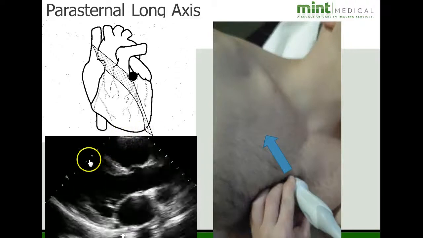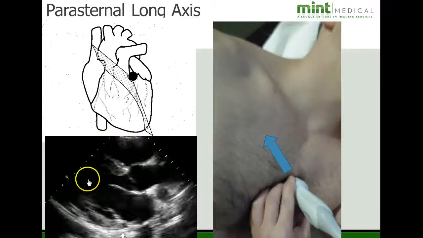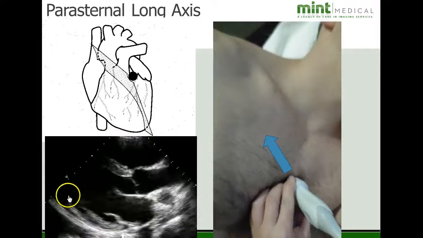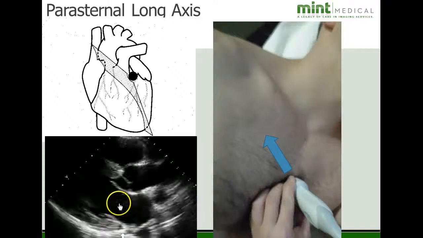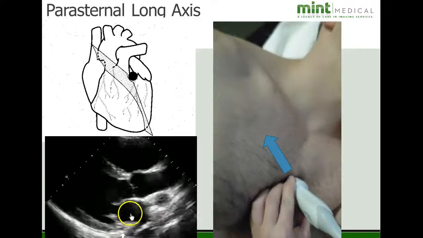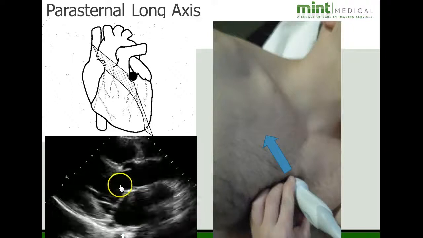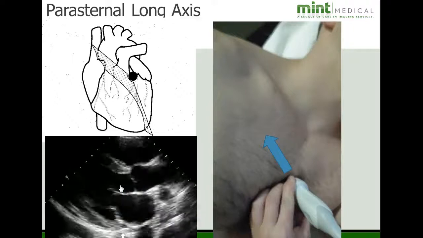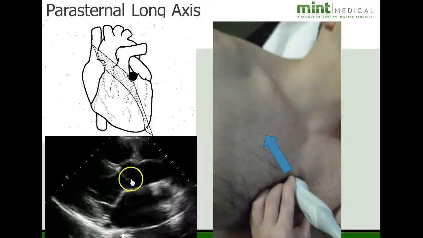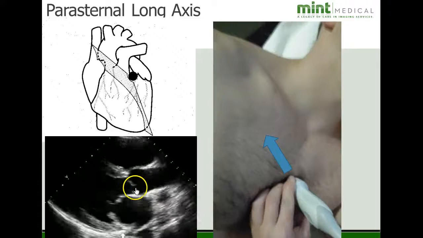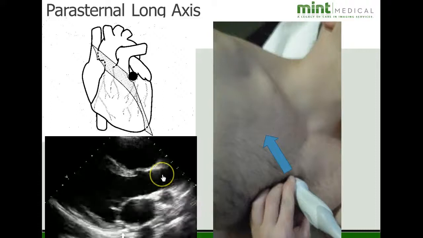the interventricular septum, left ventricle, posterior wall, mitral valve, anterior leaflet, posterior leaflet, left atrium, left ventricular outflow tract, aortic valve, right coronary cusp, non-coronary cusp, ascending aorta.